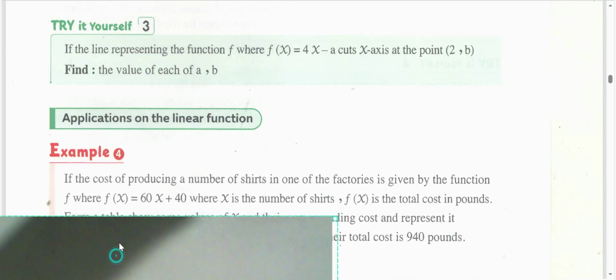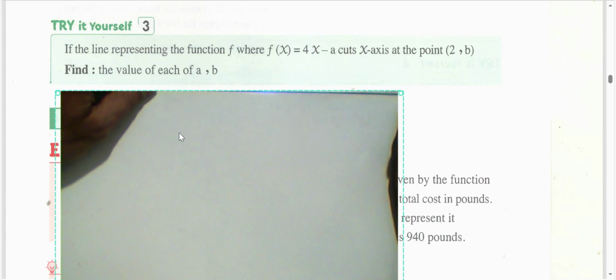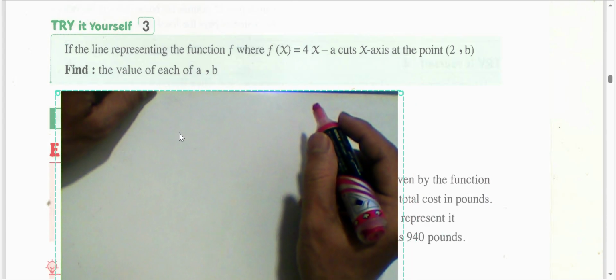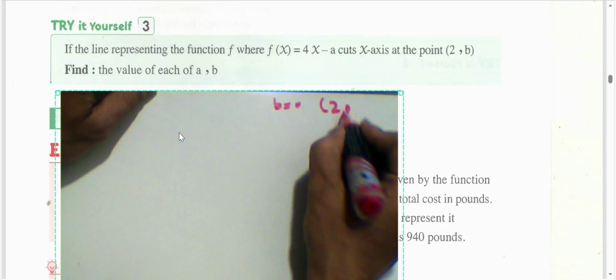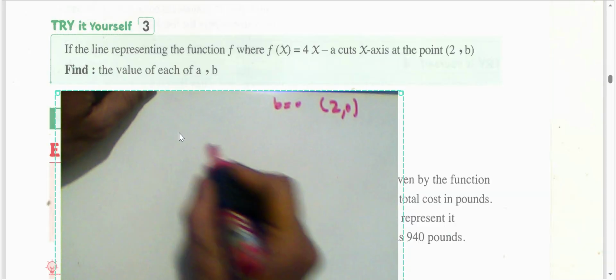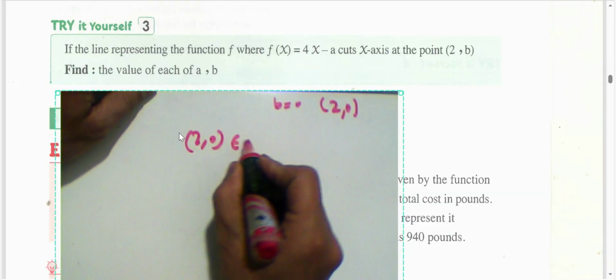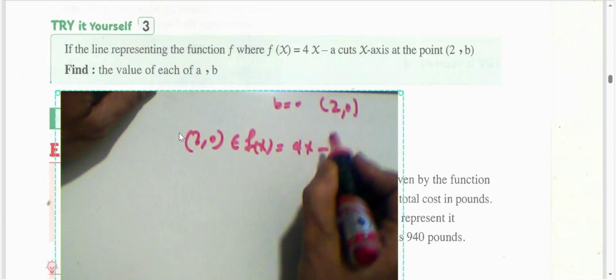The line represents the function f of x equals 4x minus a and cuts the x-axis. The straight line cuts the x-axis, meaning y equals 0. We have the point 2 and 0. Then find the value of a. This point 2 and 0 will be substituted in f of x, where f of x equals 4x subtract a.